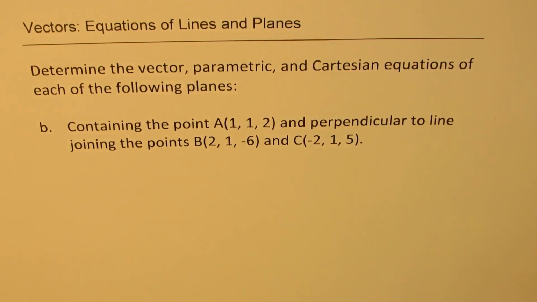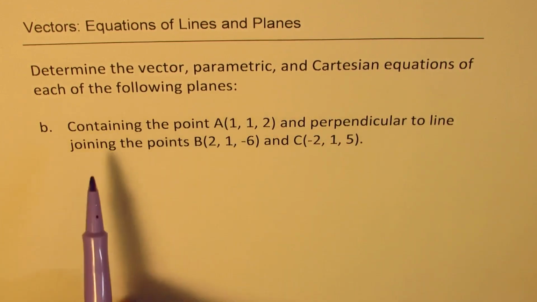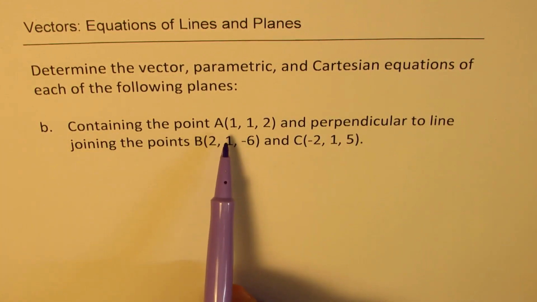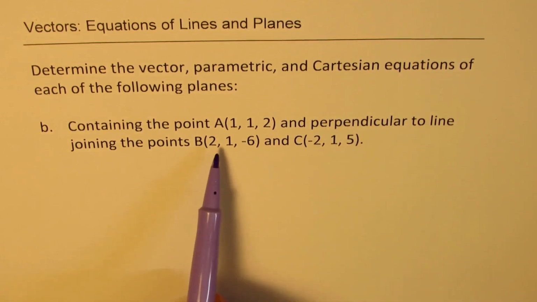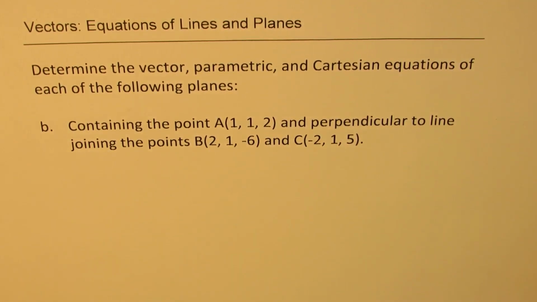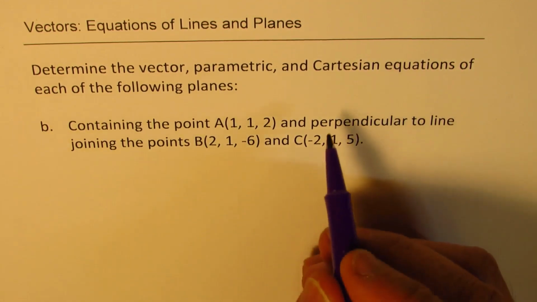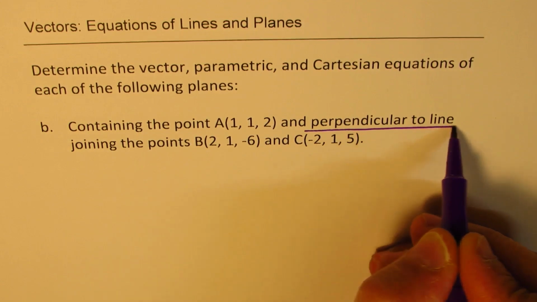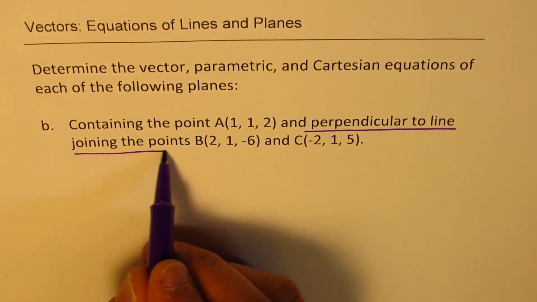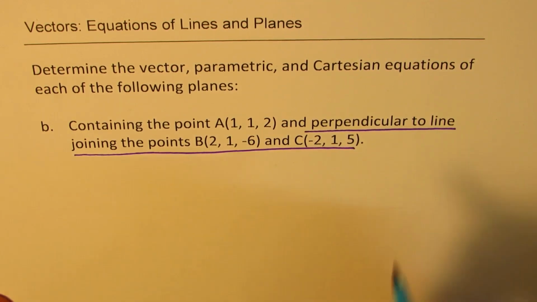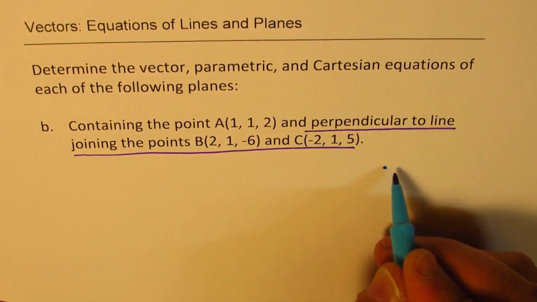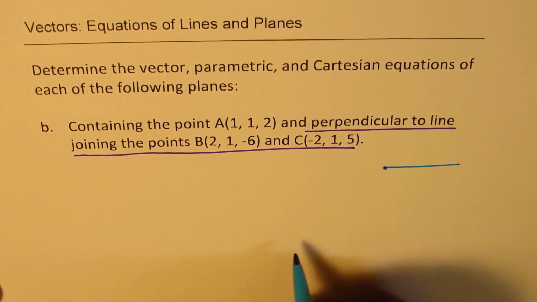Now let's look into part B. Here, determine again all these three equations for the plane containing point A, which is given to us, and perpendicular to the line joining these two points. Okay. So we are given a point and we are saying perpendicular to the line joining these two points. It means what? It means that the plane is perpendicular, right? So if I have this point B and C, right?